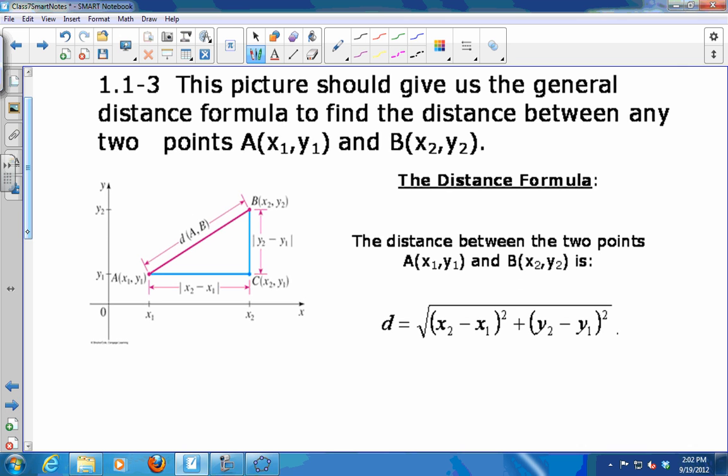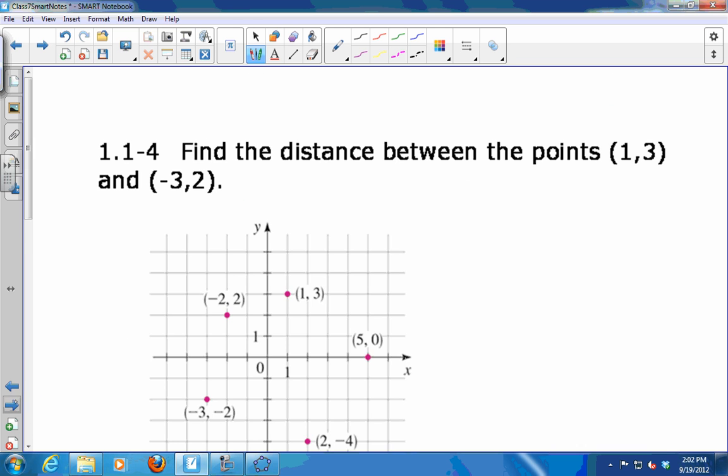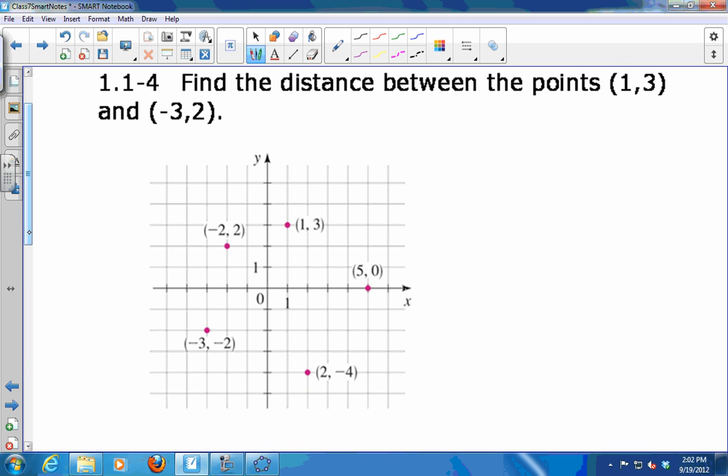Okay, so I wrote the distance formula down for you, and I was trying to draw a little picture to show you how it's related to the Pythagorean theorem. But really what's important is, can you use it? So I want you to find the distance between 1, 3 and -3, -2. Sorry, I made a typo. It should be -3, -2. So I'm looking for this distance.